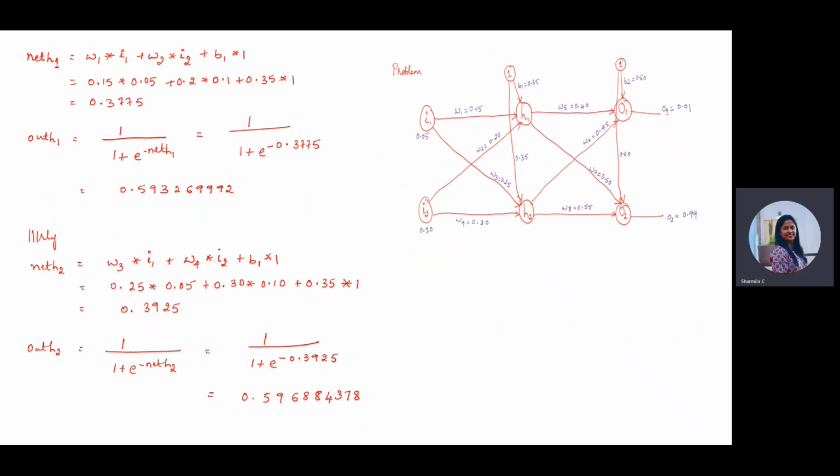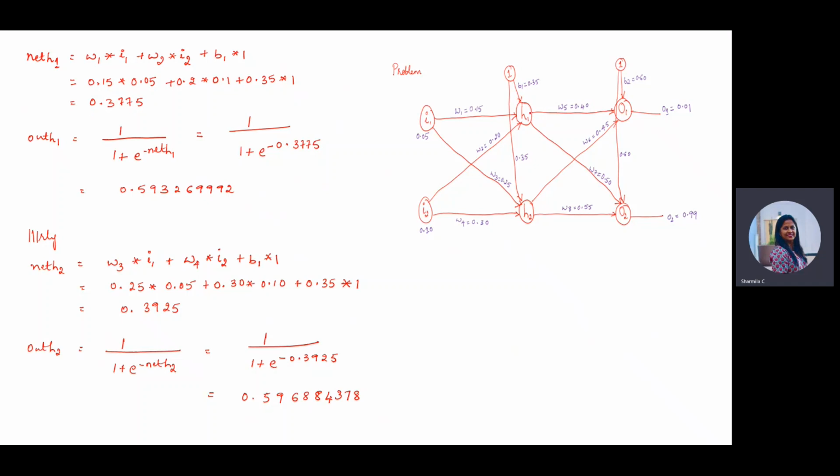The first thing we're supposed to do is calculate the value at this node. From this node we need some output. This is a single perceptron. So net H1, that is at the hidden layer node H1, we'll consider W1 into I1, that is W1 times 0.05, and W2 into I2, which is W2 times 0.10, plus the bias value. The bias value is B1 times X naught, which is always 1. Substitute these values, we will get 0.3775.